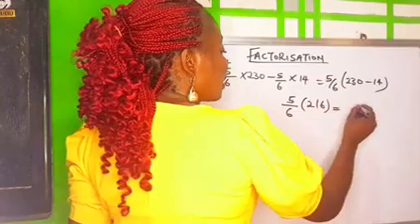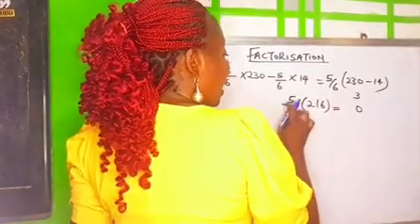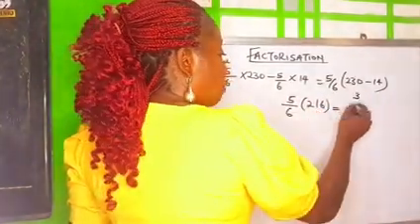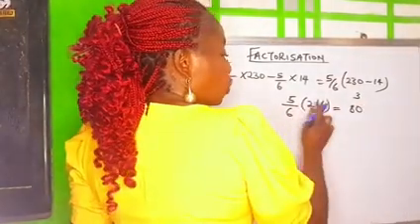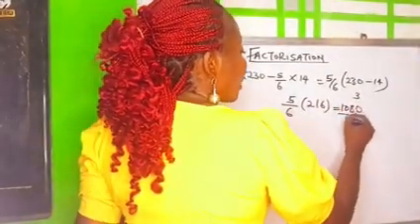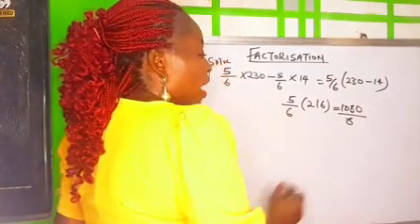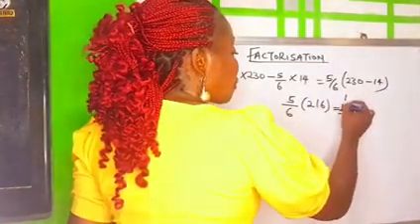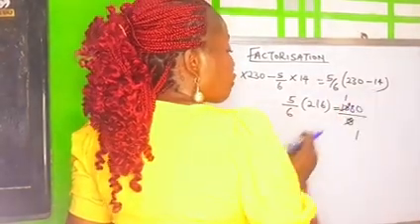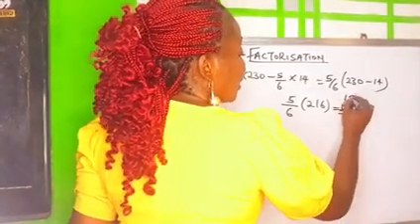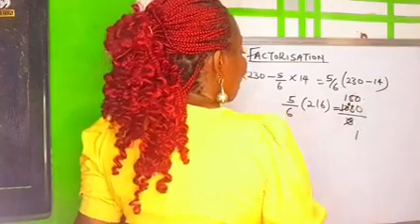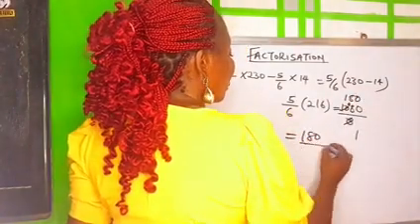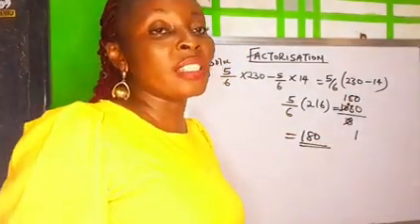5 times 6 is 30. Put down 0, carry 3. 5 times 1 is 5 plus 3, 8. 5 times 2 gives us 10 over 6. So now we're going to divide. 6 in 10 is 1, remaining 4. 6 in 48 gives us 8, and 6 in 0 is 0. Therefore, our answer is 180.